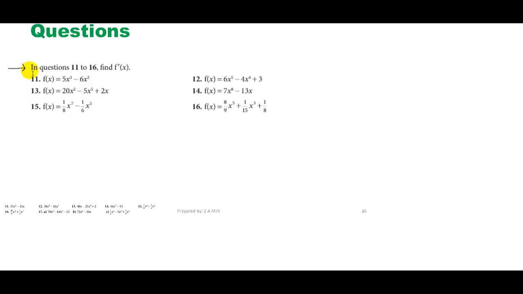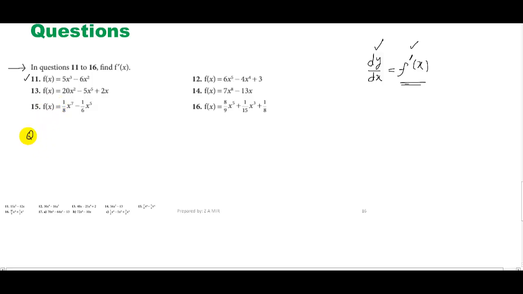Please read the statement again. In questions 11 to 16, find f dash of x. We call this f dash of x. And I told you in the last lesson that the symbol of derivative is dy over dx. This is the symbol of derivative. We also write derivative like this, f dash of x. So both are the same. And right now the function is in f of x, so we will use this symbol f dash of x for derivative. So let's see how to find the derivative.